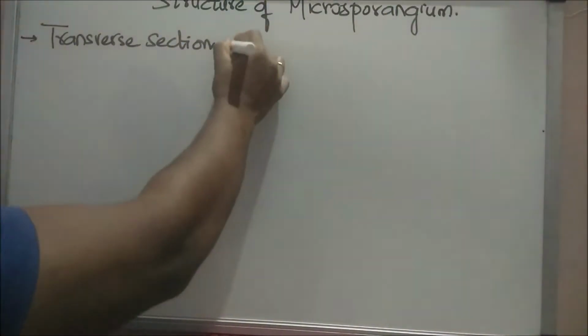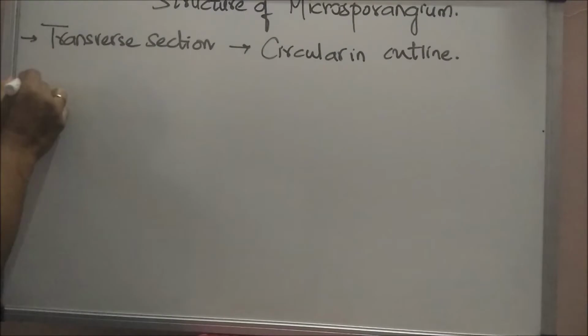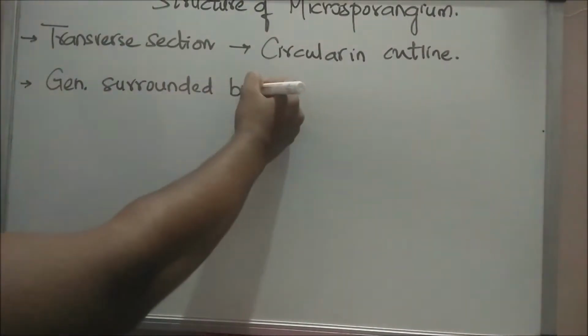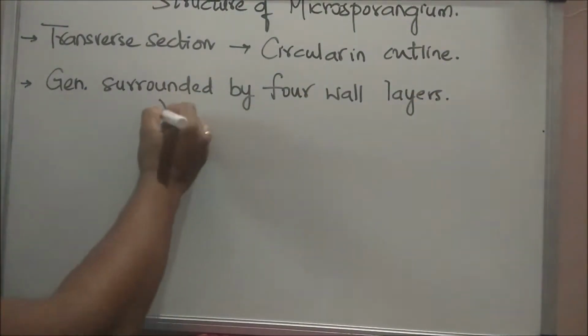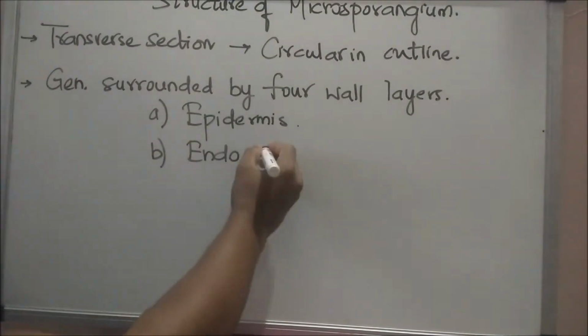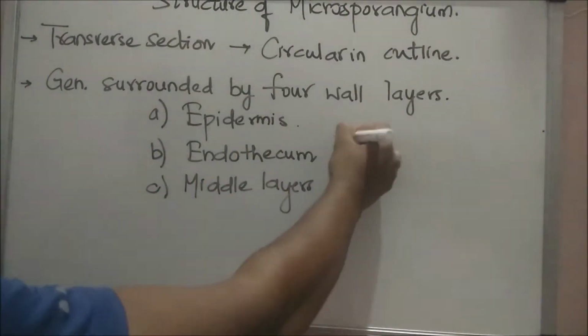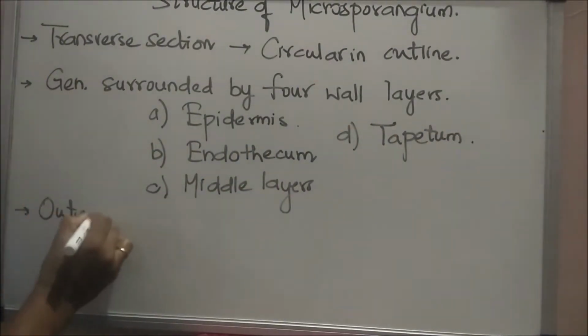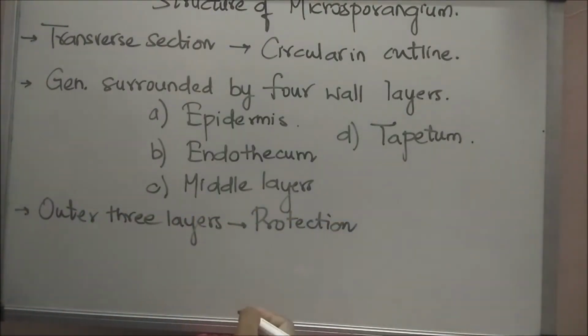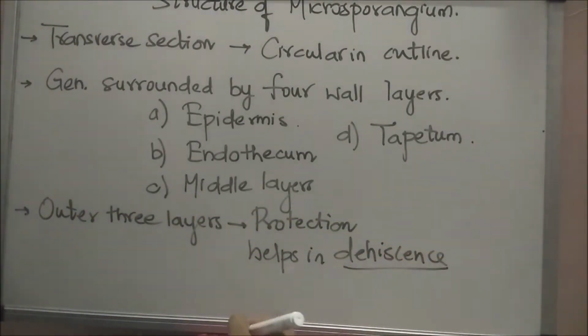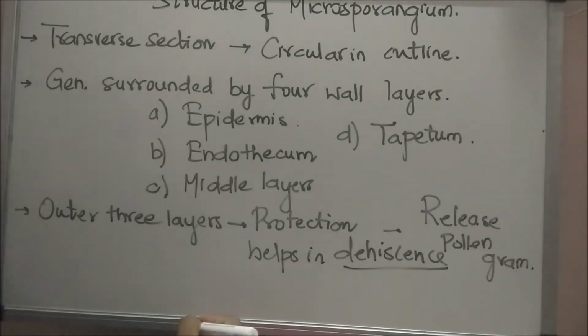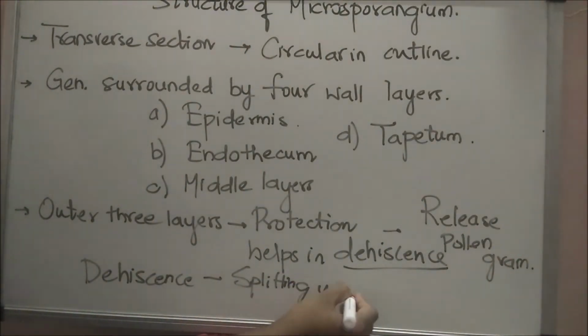In a transverse section, a typical microsporangium appears circular in outline. It is generally surrounded by four wall layers: the epidermis, endothecium, middle layer and tapetum. The outer three wall layers perform the function of protection and help in dehiscence of the anther to release the pollen. The term dehiscence means splitting up.